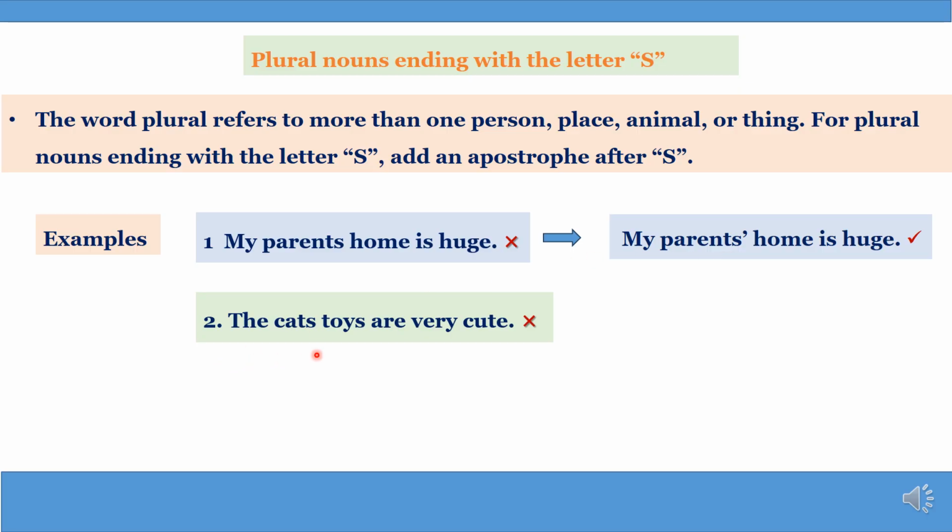Second example, the cat's toys are very cute. Again, cats is an example of a plural noun ending with letter S, but this representation is wrong. See here, the cats' toys are very cute, wherein we are adding an apostrophe after the letter S to show the possession is grammatically correct.